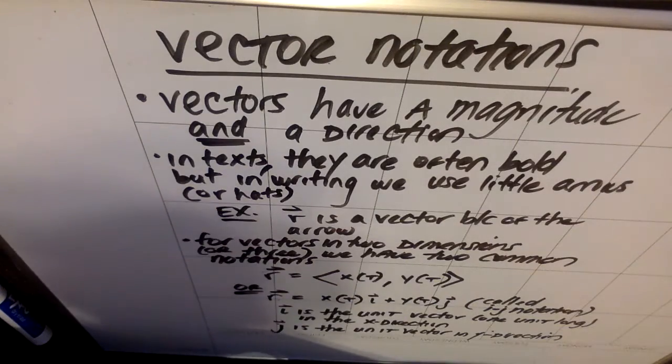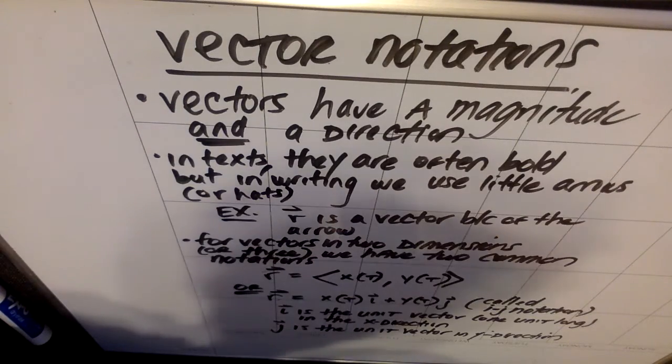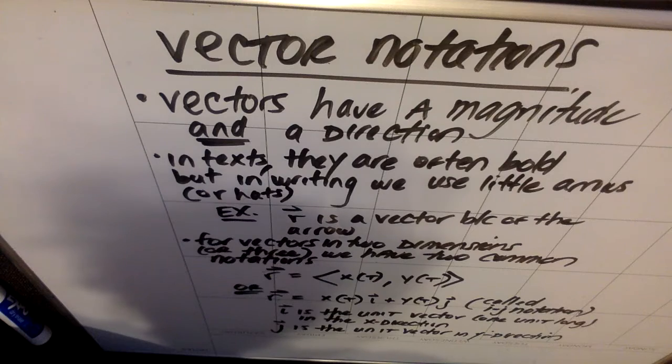Let's go through a little bit of a review of vector notation, because although vectors come up in BC Calc as a calc thing, we should have also seen them in either Algebra 2 or Pre-Calc. So first off, vectors have both a magnitude and a direction.